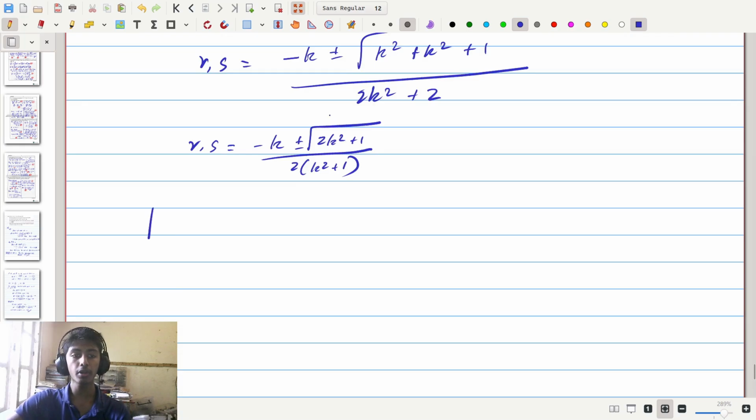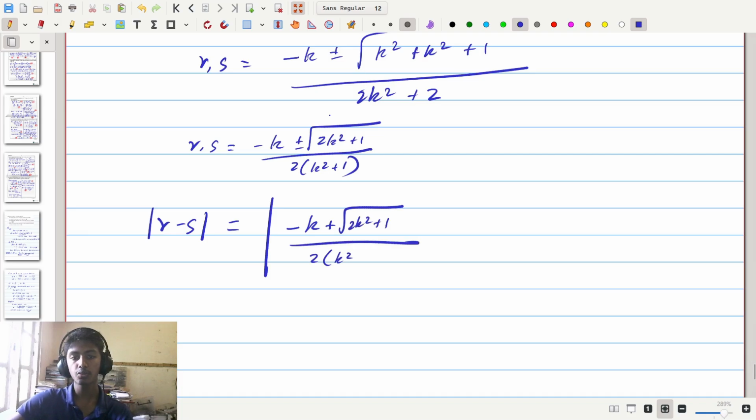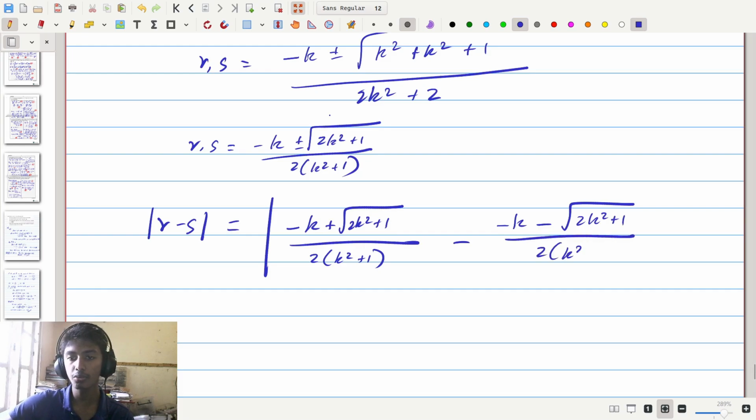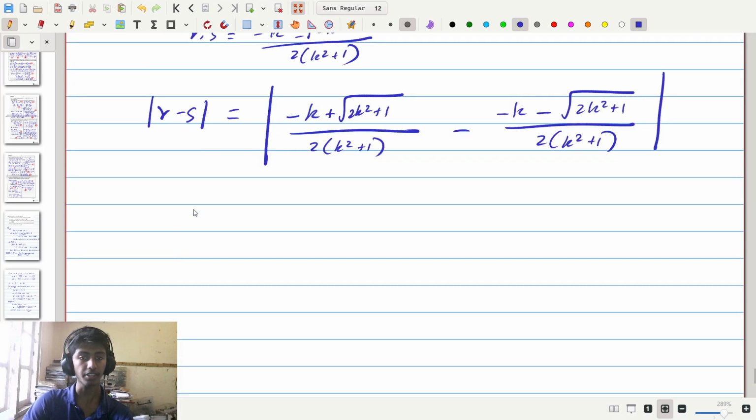Now if we consider the modulus of r minus s, let's say the plus value is r and the minus value is s. In which case, the modulus of r minus s is going to be the modulus of the plus value, which is minus k plus the square root of 2k squared plus 1 divided by 2k squared plus 1, and then minus k minus the square root of 2k squared plus 1 divided by 2 times k squared plus 1. So we have this. This is going to be the modulus of r minus s.